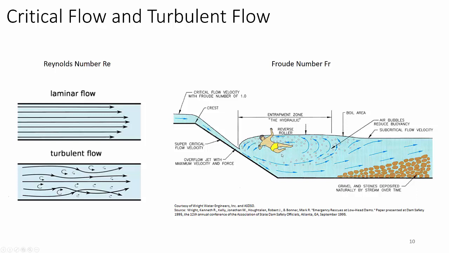These air bubbles also that are entrapped here make this a cubic meter of water weigh less than a metric ton, than 1,000 kilograms. It can weigh as little as 800 kilograms, which means it's low density water, which means you don't float. Air bubbles reduce the buoyancy, and subcritical flow velocity then occurs up here. The gravel and stones deposited naturally by the streams over time create this pinch point, this convergence, which slows the velocity down, and that's what creates this entrapment zone, these hydraulics. You can design these too, by the way.